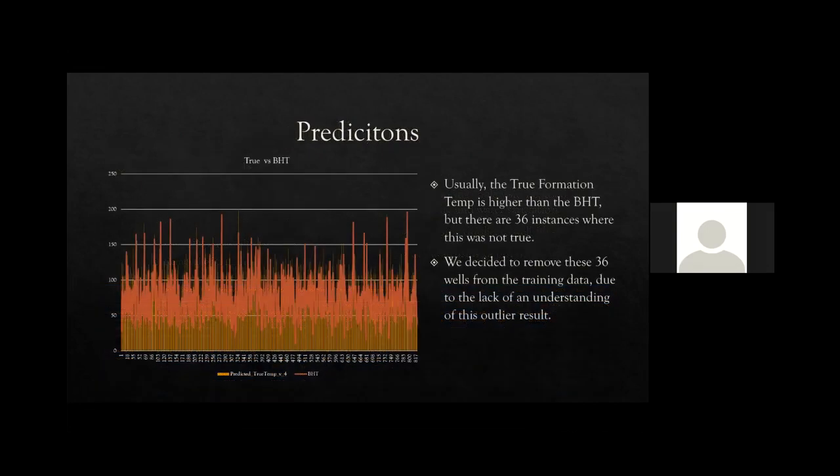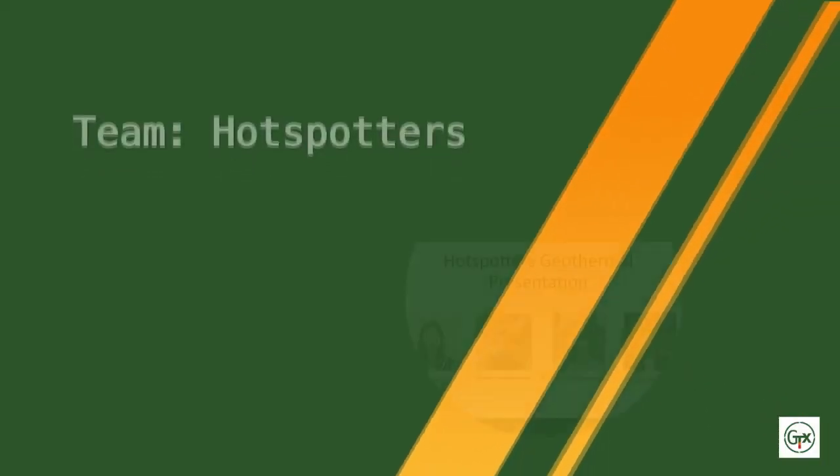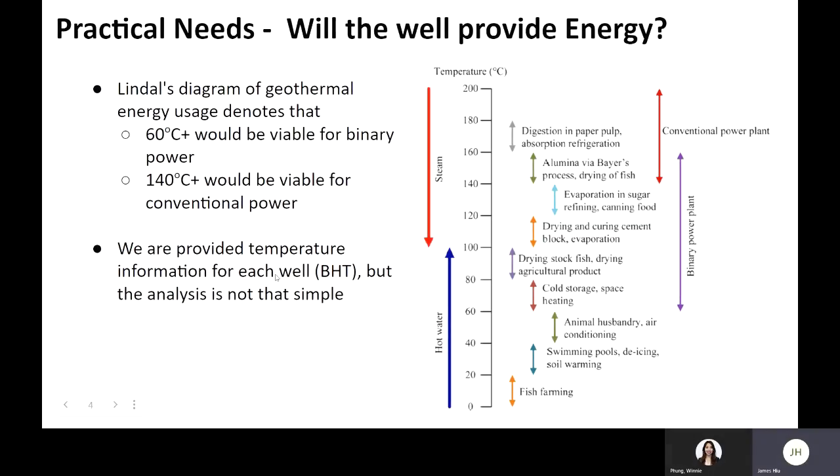6 values were removed due to the predicted true temperature of formation being lower than the energy production method. However, earthquakes are possible if injected. It is not as straightforward as just simply using the temperature.